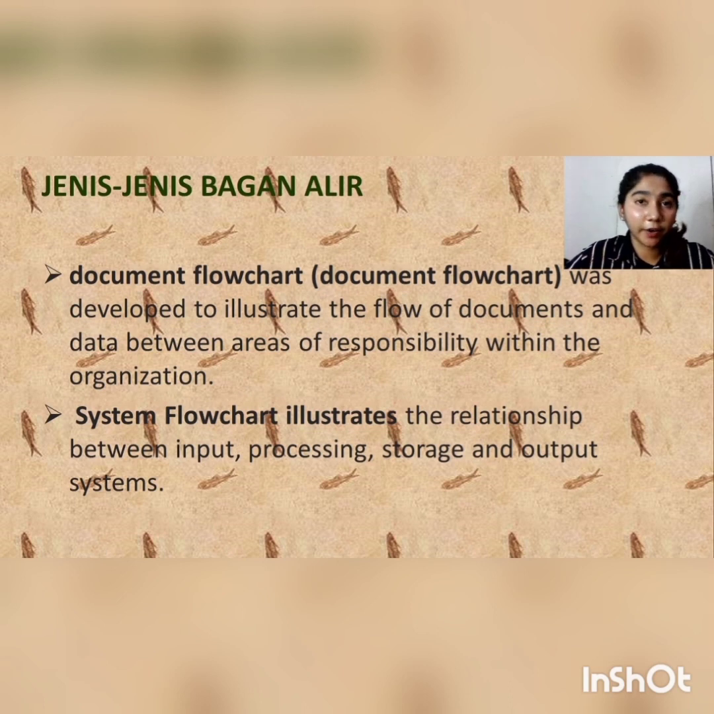There are 4 types of flowcharts. First, document flowchart, developed to illustrate the flow of documents and data between areas of responsibility within the organization. Second, system flowchart, which illustrates the relationship between input, processing, storage, and output.